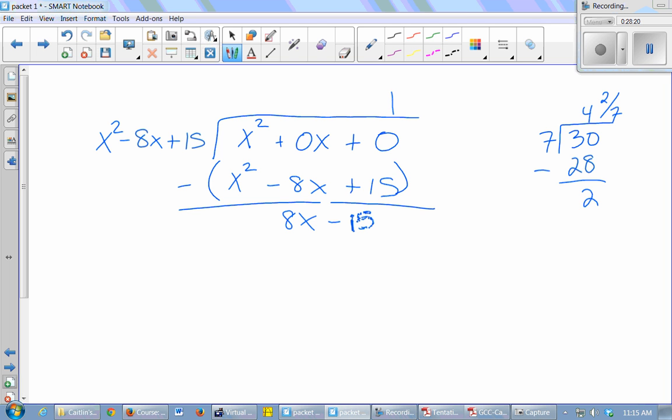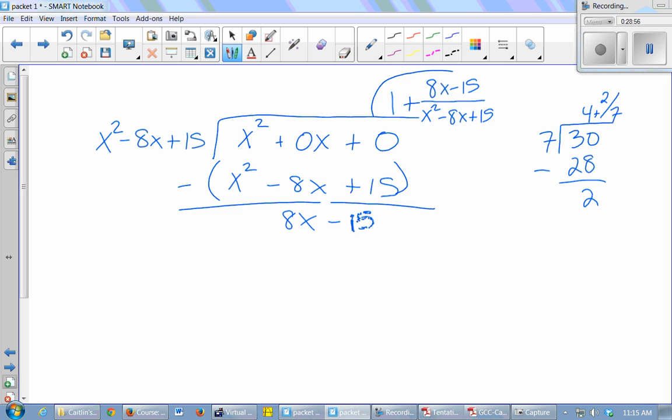All right. Am I done? Yeah, right. But does x squared minus 8x plus 15, can that go into this any further? No, because the degree of the x squared is bigger than the degree of the 8x term. So I just move that up and I would say plus, because really 4 and 2/7 means 4 plus 2/7, right? So I move this up and I have 8x minus 15 over x squared minus 8x plus 15.